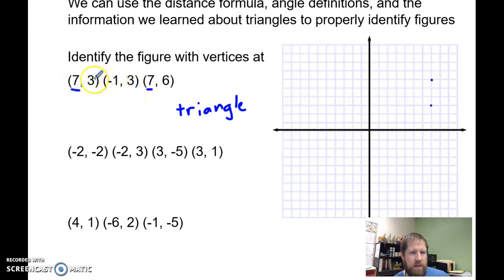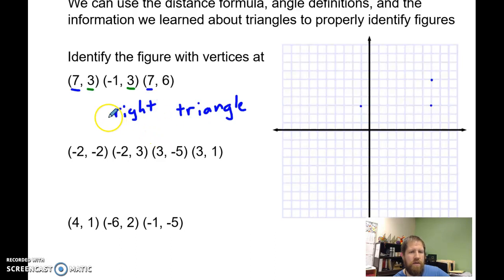And then these two I see share a y value. So they're going to be on the same horizontal line. Right, so this one's going to be at -1, 1, 2, 3. And even if I hadn't plotted those, I should be able to recognize that these 3 points are going to form a right triangle.